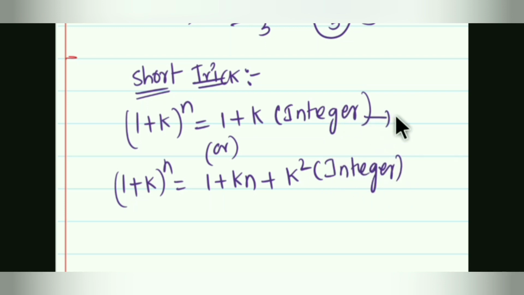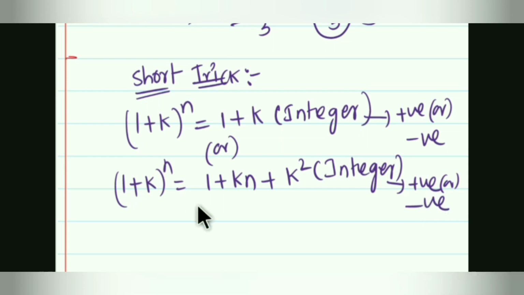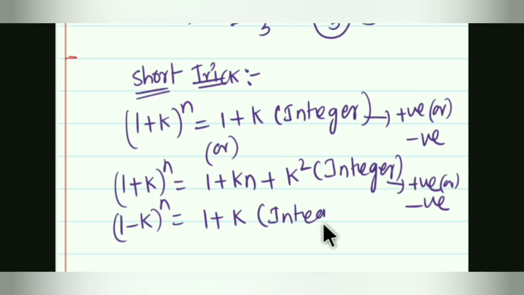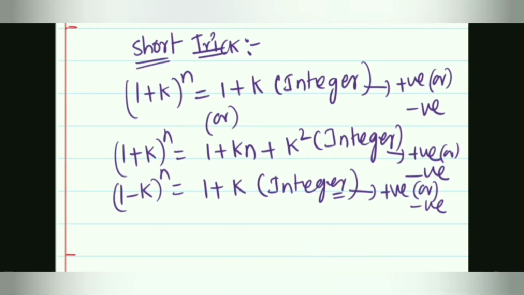This integer may be positive, may be negative. This integer, what I explained, may be positive or may be negative. Here also it may be positive or may be negative. And not only for plus, you can have negative also. 1 minus k whole power n can also be written the same way, 1 plus k into integer. So any integer means it can be anything, may be positive or may be negative. So remember this logic. Okay, so this is a shortcut trick.